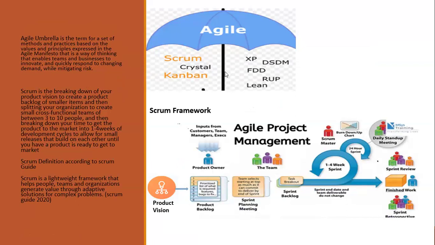These are other methodologies you can use to deliver Agile projects, right? You can see Scrum here. We also have Crystal, Kanban, XP, which means Extreme Programming, DSDM, and Lean. So these are some of the methodologies you can use to deliver Agile projects.